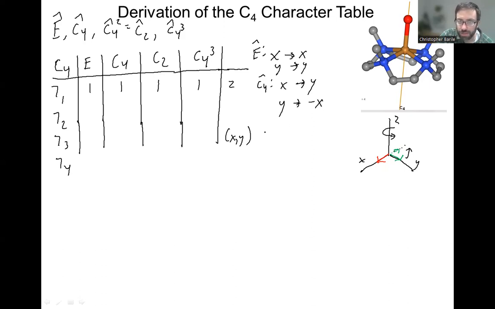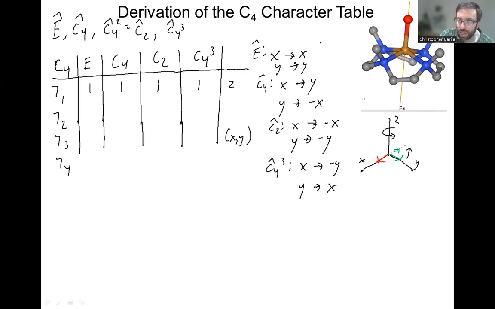So y goes to negative x. Let's keep going. So the C2, that's the next operation. X is going to spin 180 degrees, go to a negative itself. Same thing with y. And then we have the C4 3 times. X is going to spin into negative y. And y is going to spin into x.